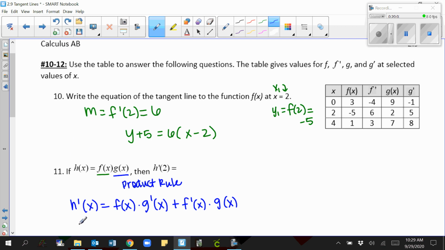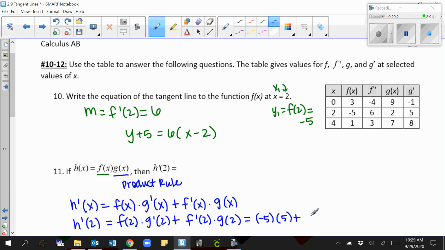And I'm looking specifically for h prime of 2. So that means I'm looking at f of 2 times g prime of 2 plus f prime of 2 times g of 2. So f of 2 is -5 times g prime of 2 is 5 plus my f prime of 2 is 6 times g of 2 is 2. So I'm looking at -25 plus 12, which is going to give me -13.